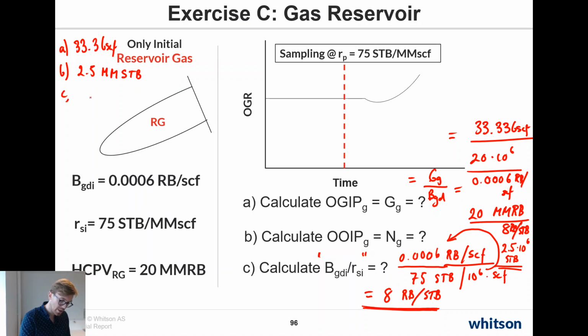And we know that C is 8 reservoir barrels per stock tank barrel. Good stuff.